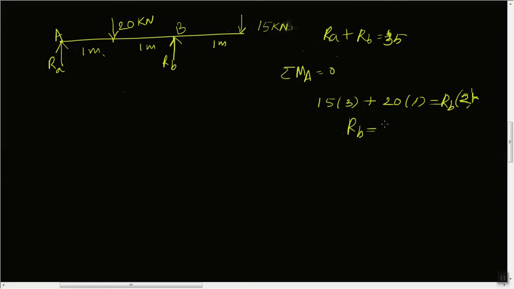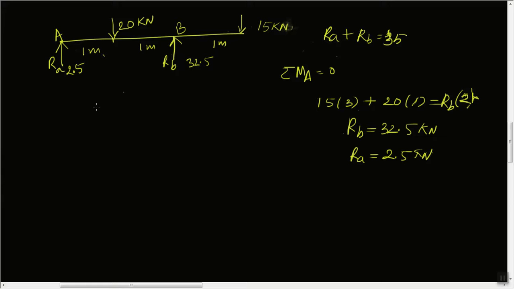RB is 32.5. If it is 32.5, RA must be 2.5. RA must be 2.5 kilonewtons. So the total entire load is going to RB only. Here we have 32.5 and here we have 2.5. Okay, now we got the reactions.